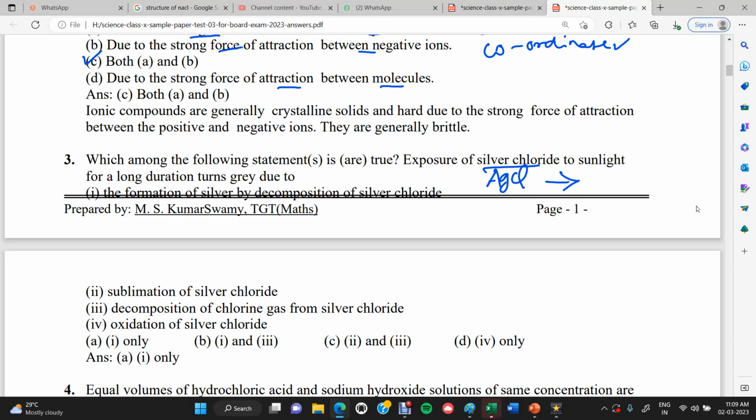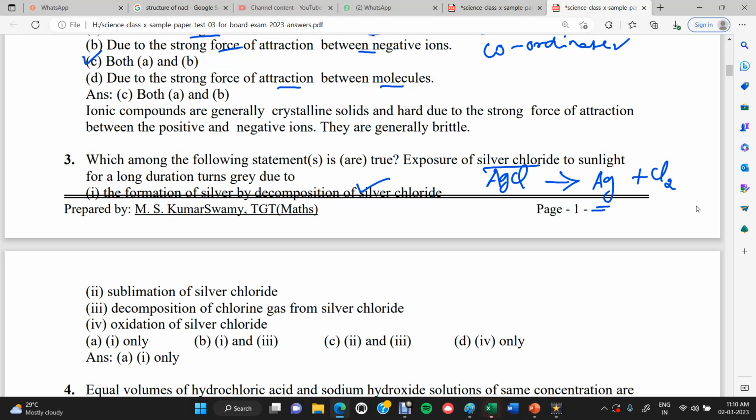So AgCl when exposed to sunlight, it will become Ag plus Cl. It will decompose, right? So this is gray in color. That is why the silver chloride turns gray. They had given the option as formation of silver by decomposition of silver chloride. This is the right option.